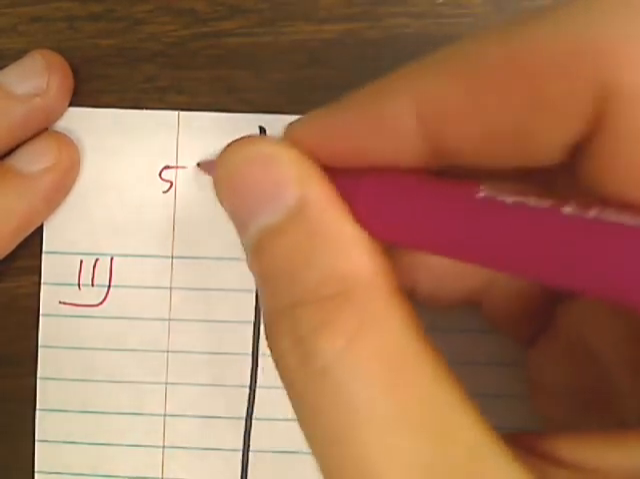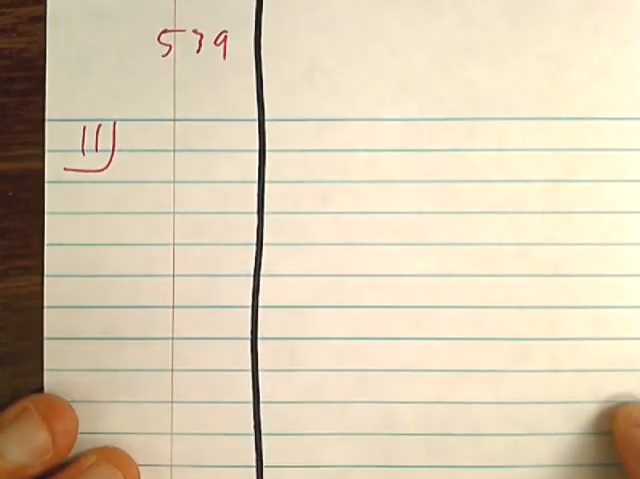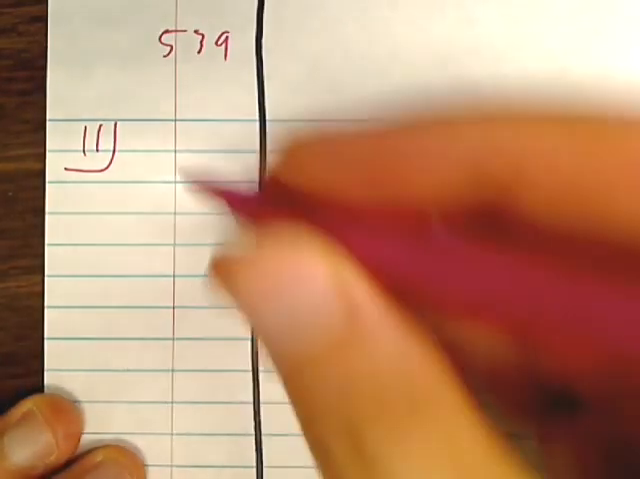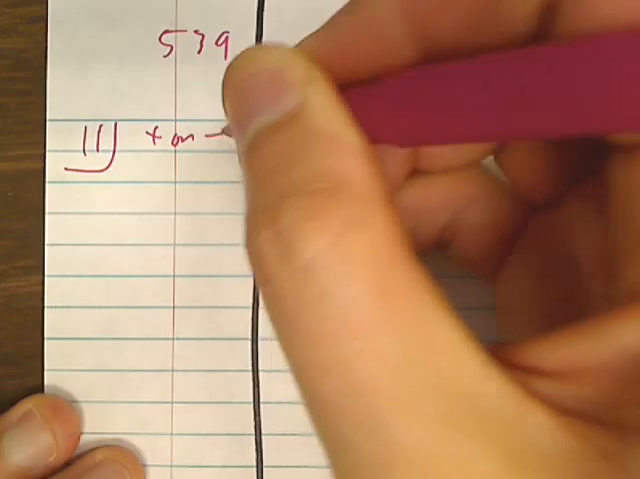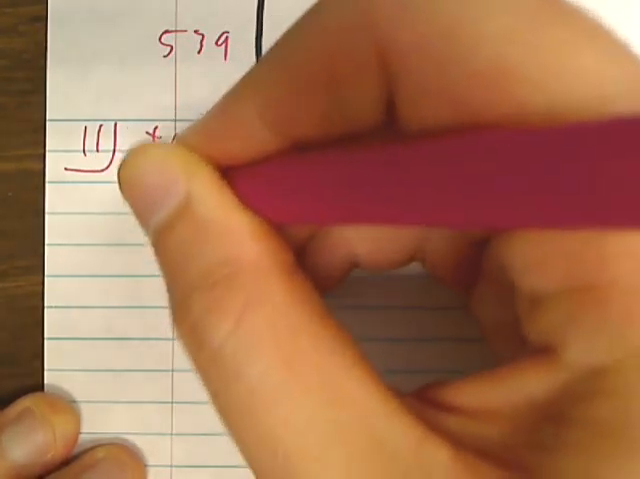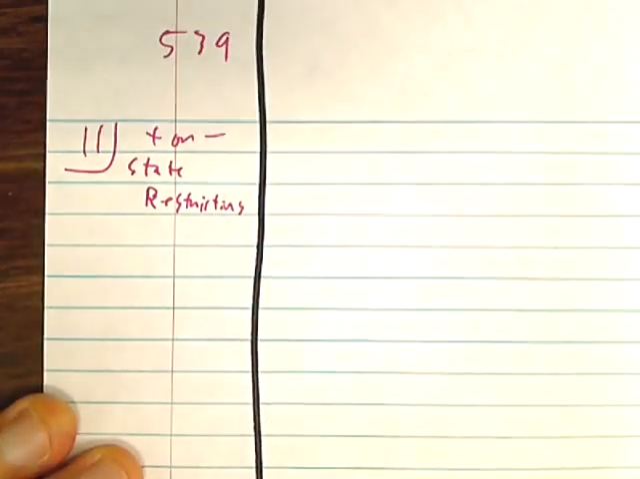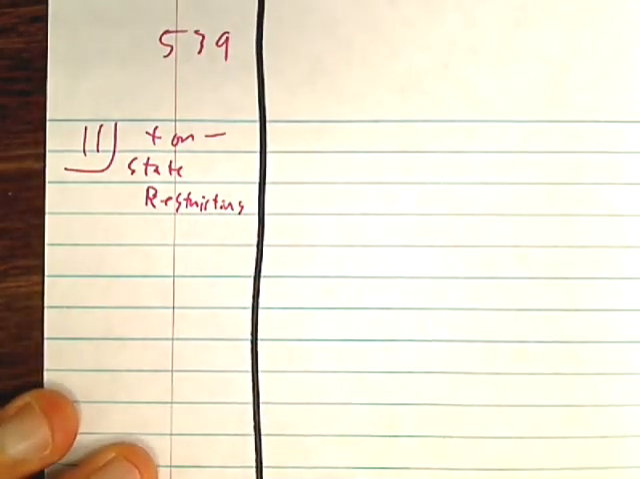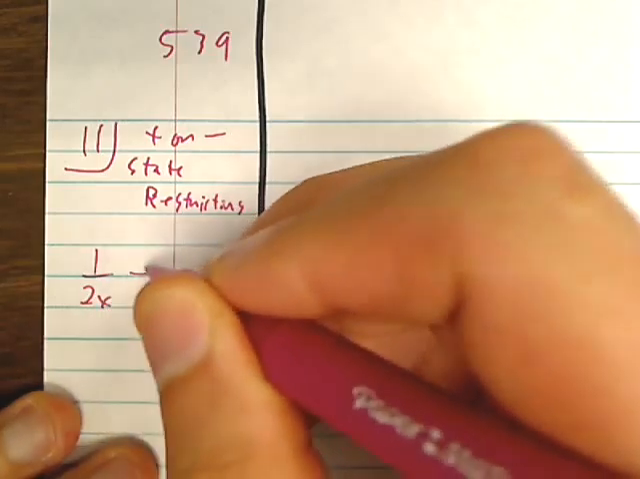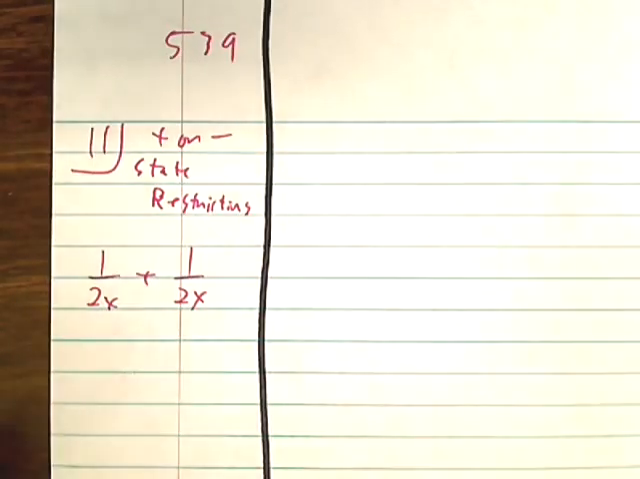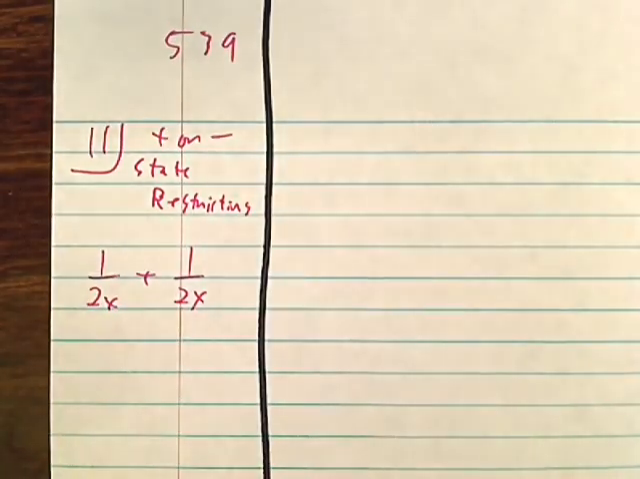So number 11 in our book, page 539. Let's take a peek at this problem here. It says add or subtract and then state restrictions. The problem is 1 over 2x plus 1 over 2x. And you already have a common denominator. Go ahead and try that. It is simple.